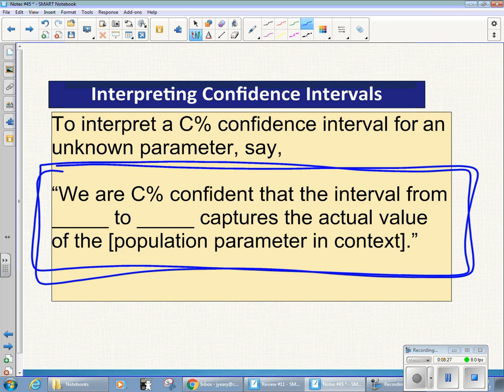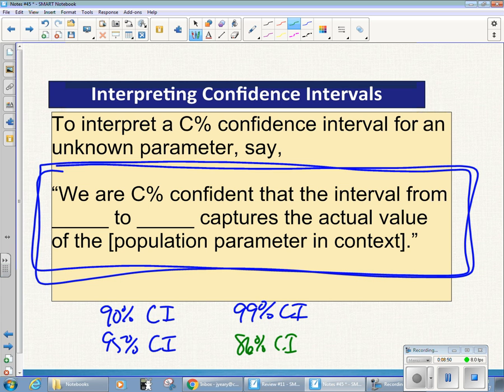So we are C% confident. This would be your confidence level. Typically this will be, let's say, a 90% confidence interval. You could do a 95% confidence interval. You could do a 99% confidence interval. These are just some common ones. It is not uncommon that you could, for some reason, be asked to find an 86% confidence interval. It's not common practice. 90 and above is typically common, but it's not to say that you couldn't be asked to find an 86%. So that's beside the point, we'll keep going.